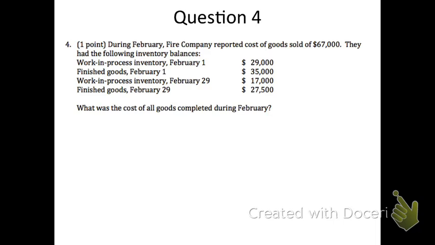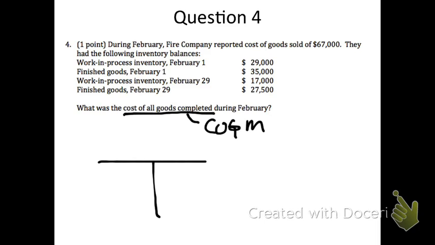Okay, this is question number 4. This is just determining what is the cost of all goods completed, which is just cost of goods manufactured. And so cost of goods manufactured, we know we can get from either the work in process T account or the finished goods T account. But to do the work in process T account, you would need to know all of your manufacturing costs. So it looks like we really have to work with the finished goods T account.